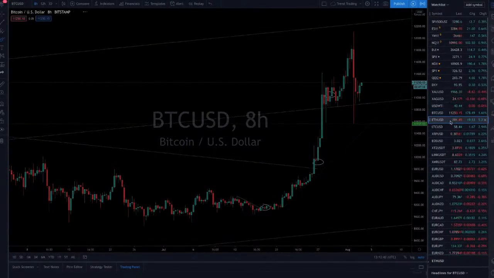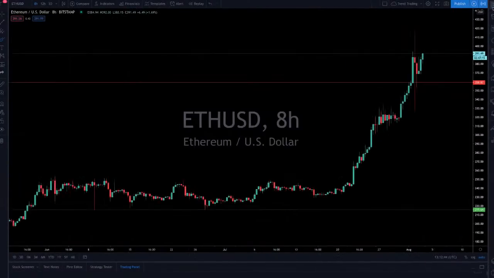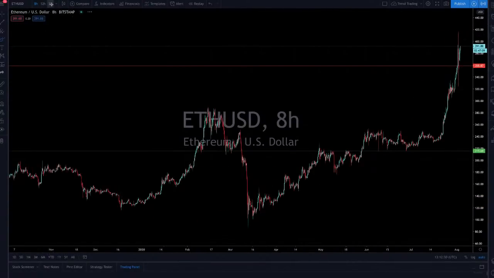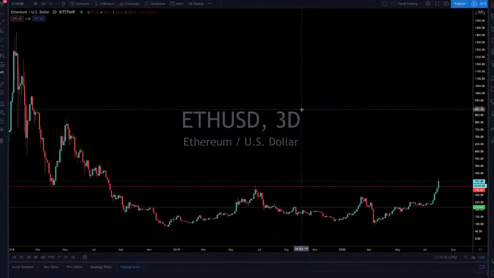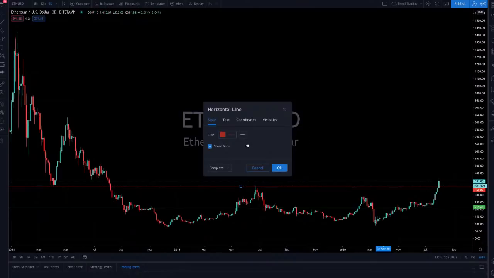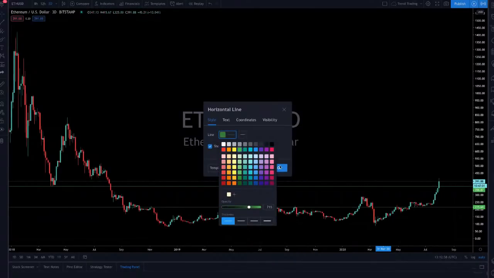What about Ethereum? Ethereum broke and started its bull market over the weekend. It broke the 358 or 360, whatever you want to call it, resistance over here. So we're going to turn that into support right now. That was a 2-year consolidation period. That's a big breakout over here, right?